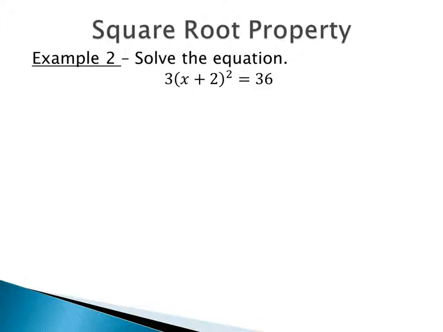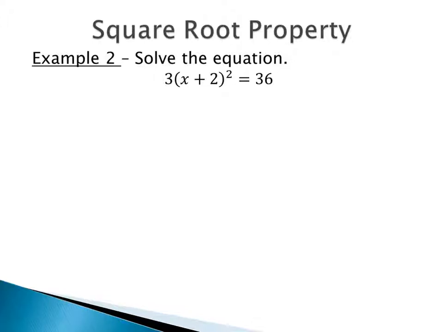The next situation where it will be advantageous to use the square root property is when we see that we have a quantity squared. Although you can technically multiply this out and use another method, if we can see that we have a quantity squared, again, it would just be best to use that square root property. So this would be our second situation where we have a quantity squared, versus the first situation where we just had an x or some variable squared.